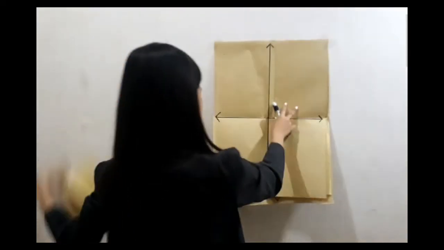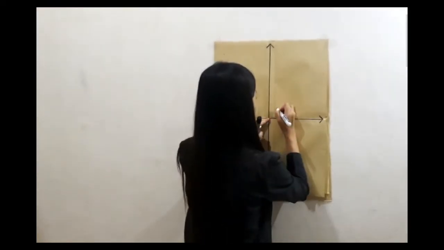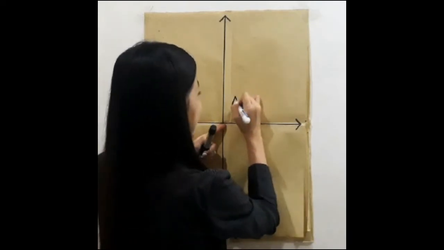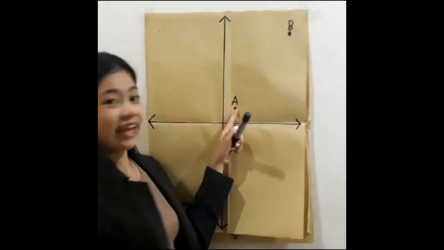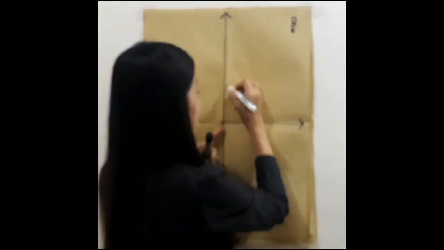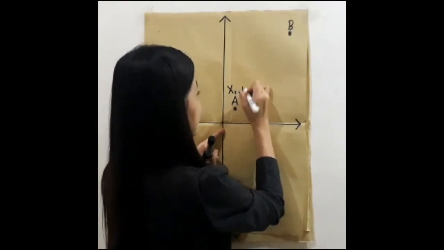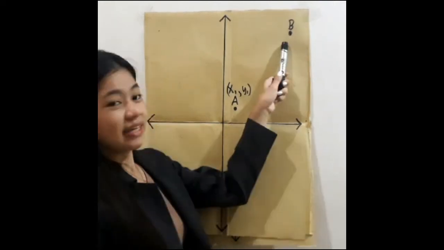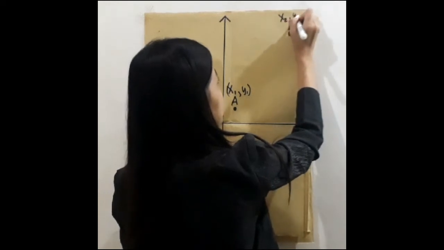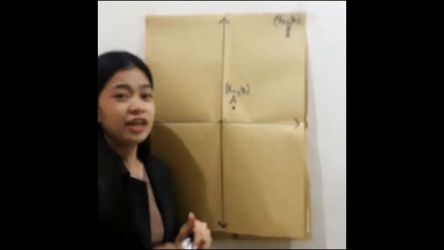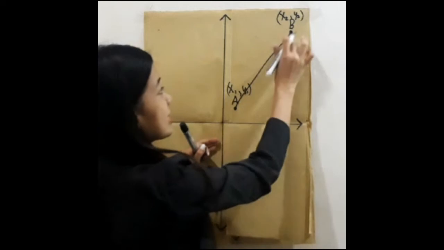Let's say we have 2 points, point A and point B. Point A is described by its coordinates x sub 1 and y sub 1, while point B is described by its coordinates x sub 2 and y sub 2. And using the distance formula, we need to calculate the distance between these 2 points.